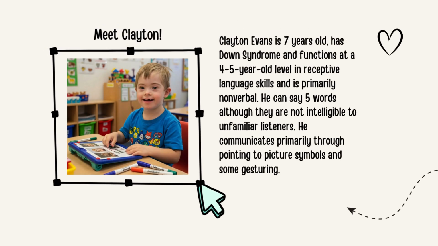Meet Clayton. Clayton Evans is 7 years old, has Down syndrome and functions at a 4 to 5-year-old level in receptive language skills and is primarily nonverbal. He can say 5 words although they are not intelligible to unfamiliar listeners. He communicates primarily through pointing to picture symbols and some gesturing.